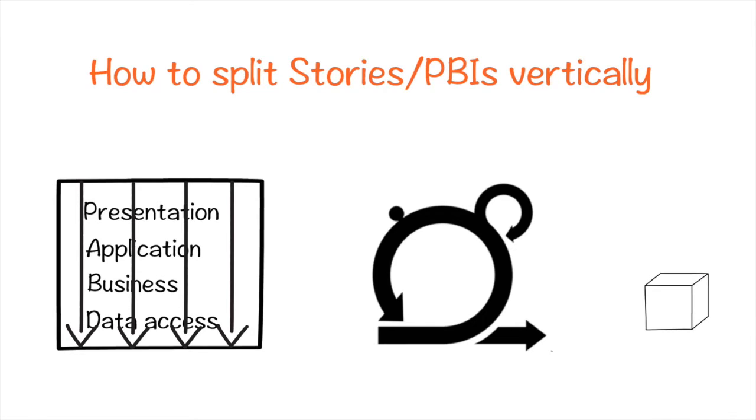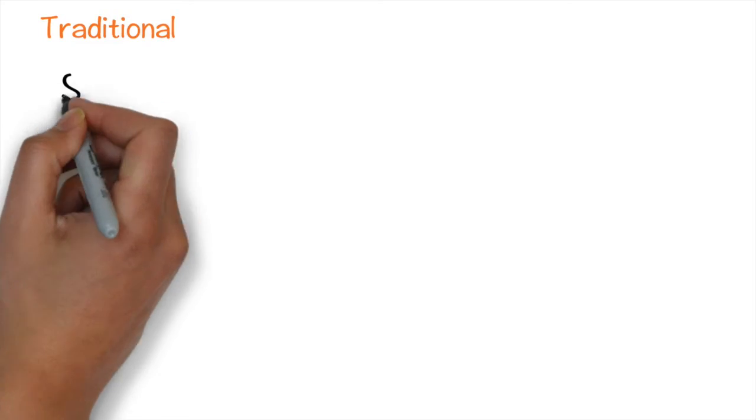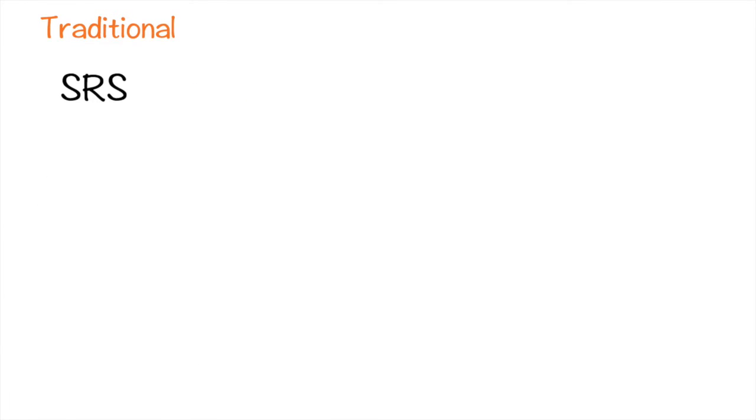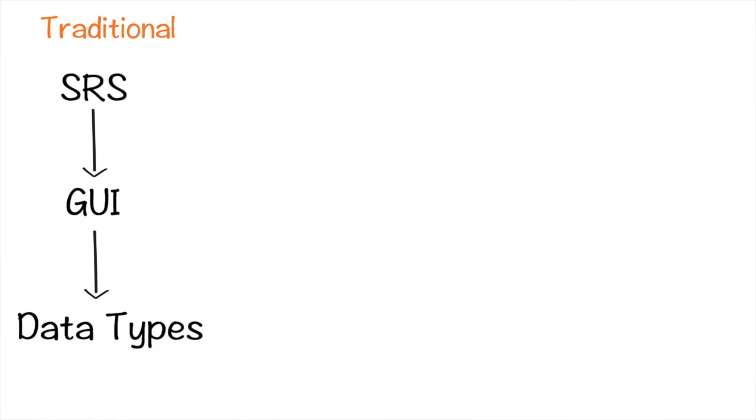To help you understand how we can split the PBIs vertically, let us take an example of development of a Scrum management tool, where the users should be able to create the PBIs and track them through a Kanban board. In the traditional method of development, in the requirements phase, one would write a detailed SRS, define GUI for each page, determine fields and data types, etc.